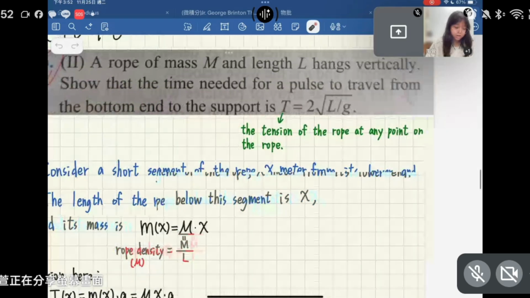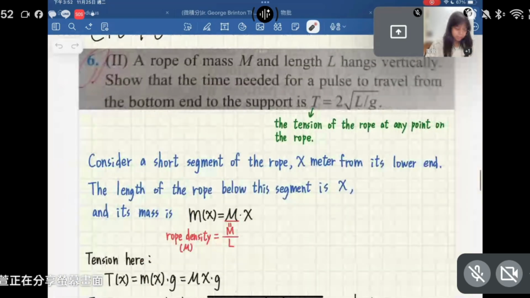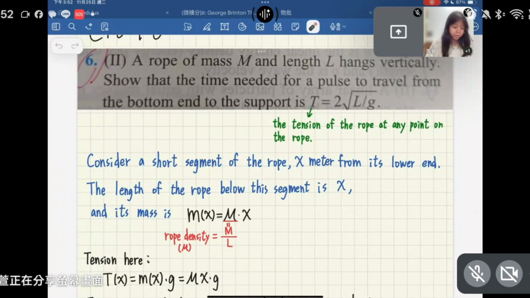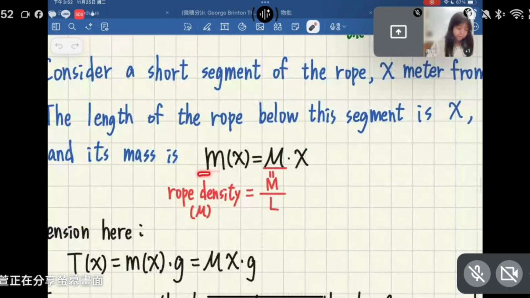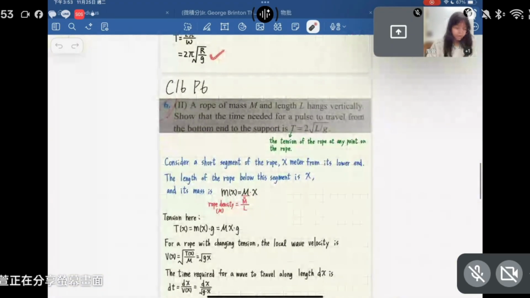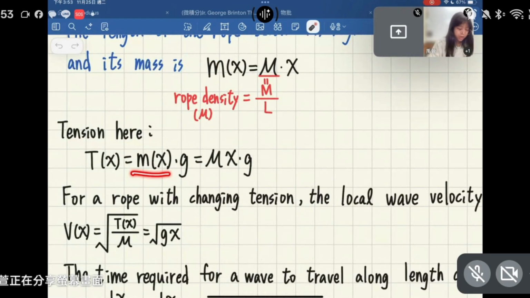T means the tension of the rope at any point on the rope. So I consider a short segment of the rope x meters from its lower end, and the length of the rope below this segment is x, and its mass is equal to mu times x. Mu means the rope density, and the rope density equals the mass of the rope over L, the length of the rope. And the tension here will equal m times g, where m equals mu times x.